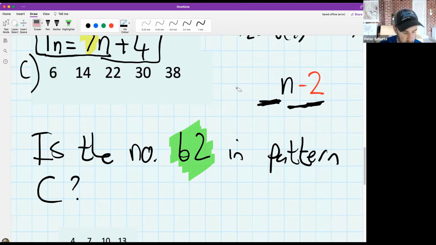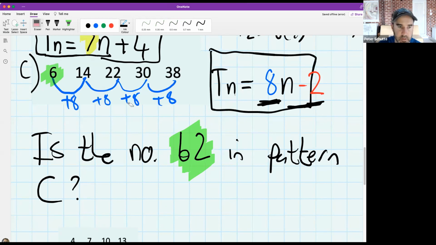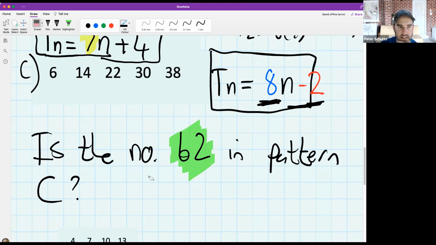So let me not get rid of everything. Hold on, leave that there. I want you to tell me in the chat, is the number 62 in pattern C? I want everyone to say yes or no. Okay, so some of you said 62. I want to know, how were you able to know? What did you do to check if 62 was in the pattern? Because I don't see 62 in the pattern at the moment. What did you do in your brain?